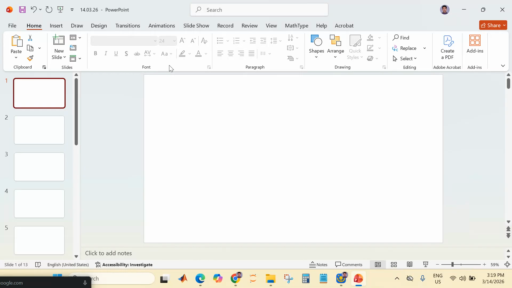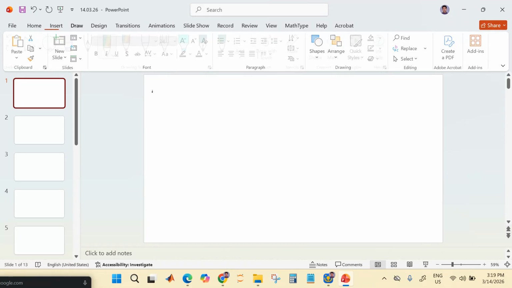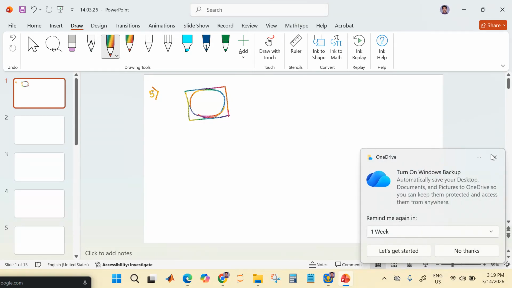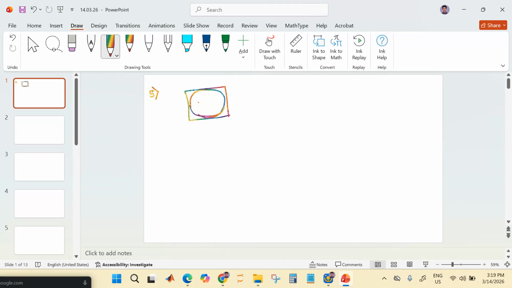Okay, so I'm starting my class. Today's first concept, I think it is concept number 5. Suppose it is a rectangle or square and a circle is inscribed in it. Okay, it is a square and there is a circle inscribed in it.